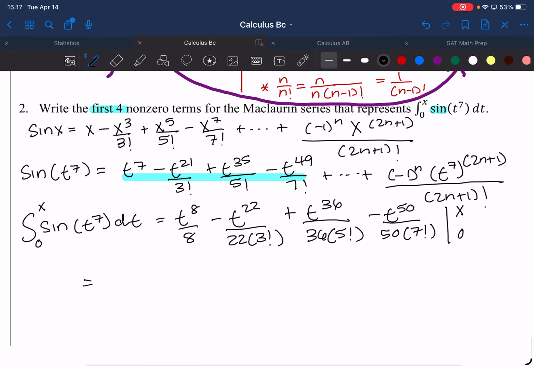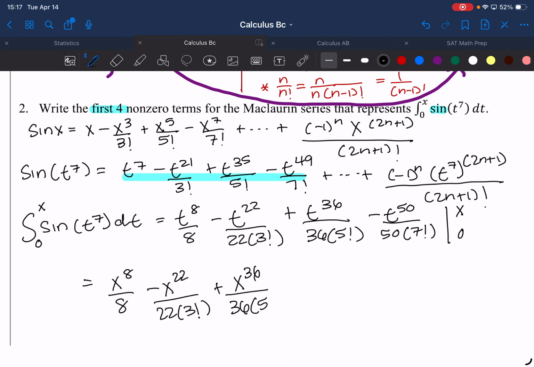And so I get x to the 8th power over 8 minus x to the 22nd over 22 times 3 factorial plus x to the 36th power over 36 times 5 factorial minus x to the 50th power divided by 50 times 7 factorial. This right here is my answer.